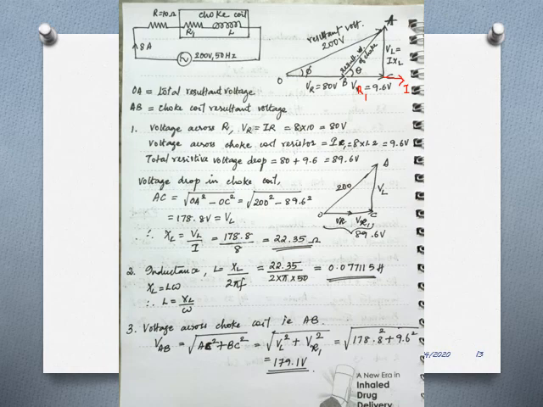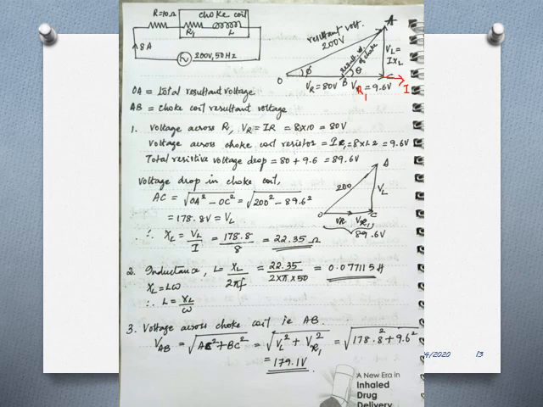Now what is XL? VL divided by I, that is 178.8 divided by 8. So you get it as 22.35 ohm. So the magnitude of the inductive reactance is 22.35 ohm. Then the second question was to find the inductance. XL is equal to L omega. Therefore L is equal to XL by omega. Omega is 2 pi f. So L is equal to 22.35 divided by 2 into pi into 50 hertz. You get it as 0.07711 Henry.